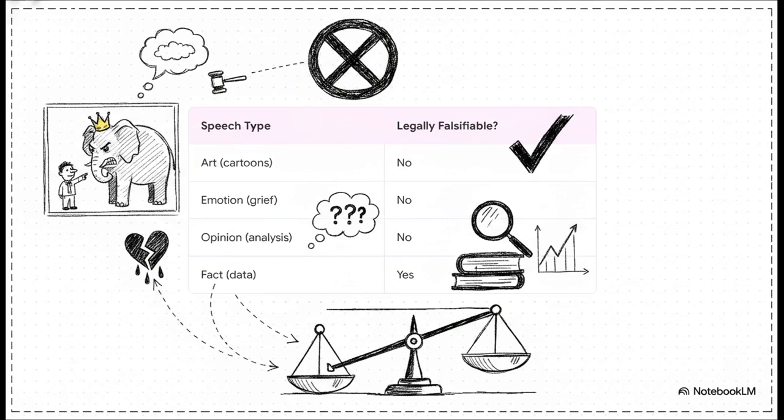I mean, you can't fact-check human grief, right? And you certainly can't put a cartoon on trial for being false. So basically, 75% of the evidence used against him legally cannot even be subjected to a true or false test. It's a fundamental mismatch of categories.